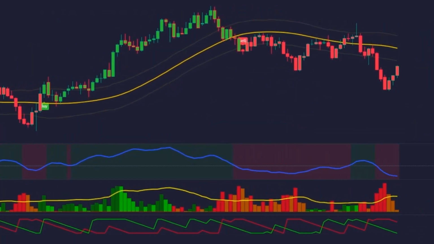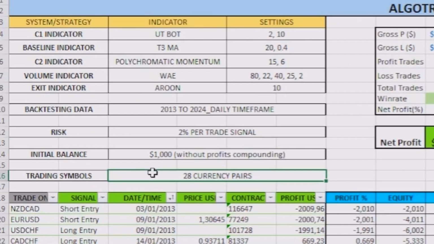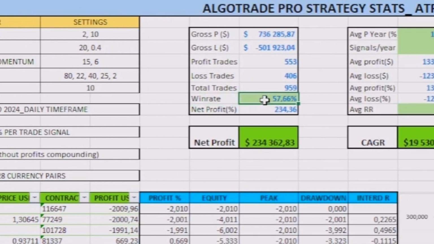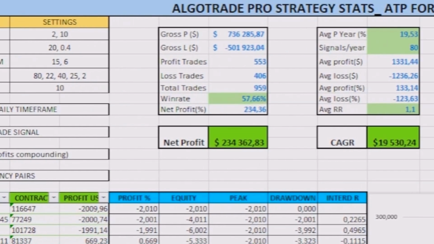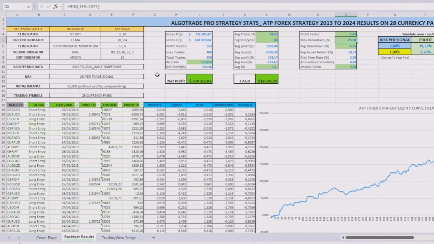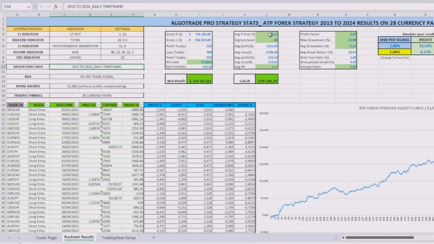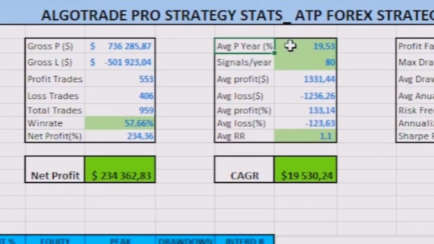Now that we have covered the full strategy, let's take a look at the performance results. After using this system across the 28 most popular currency pairs, it achieved a win rate of 57.66% with a Sharpe ratio of 3.96, a profit factor of 1.47 and a max drawdown of only 26%, which is very low considering the period of over 10 years. On average, it delivered almost 20% in annual profit with around 80 trades per year, making this the most passive and reliable strategy we use.